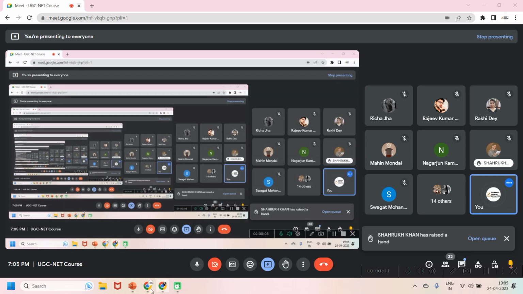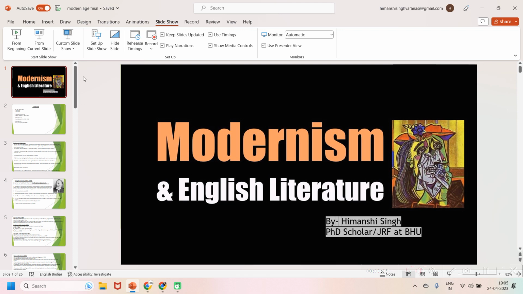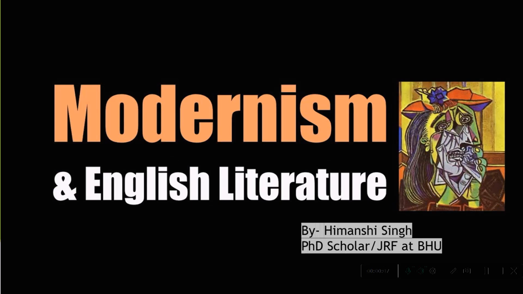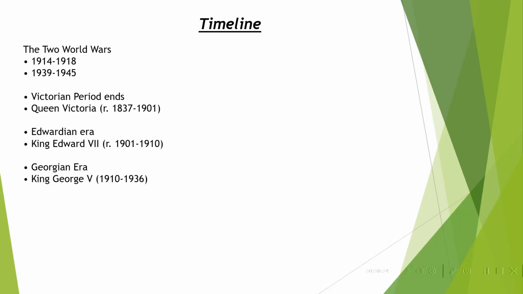Okay. So, what do you understand by the modern literature or the modern era? So it basically started from 1900 and it is said to have lasted till the 1950s.